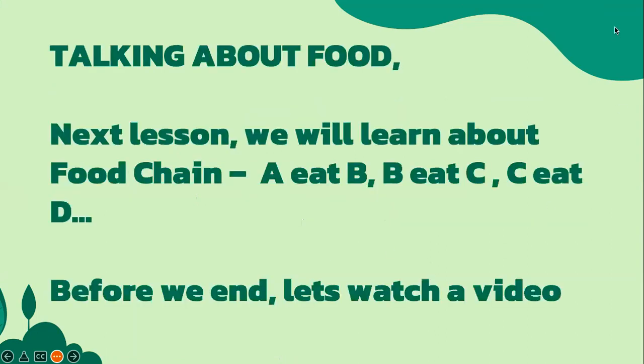Well, talking about food, in our next lesson, we will be learning about food chains. Food chain meaning we'll be learning about A eats B, B eats C, C eats D. Who is the strongest? So all these things we're going to learn about next lesson. But for now, let me play a video to summarize what I have gone through in today's lesson. All right, enjoy.